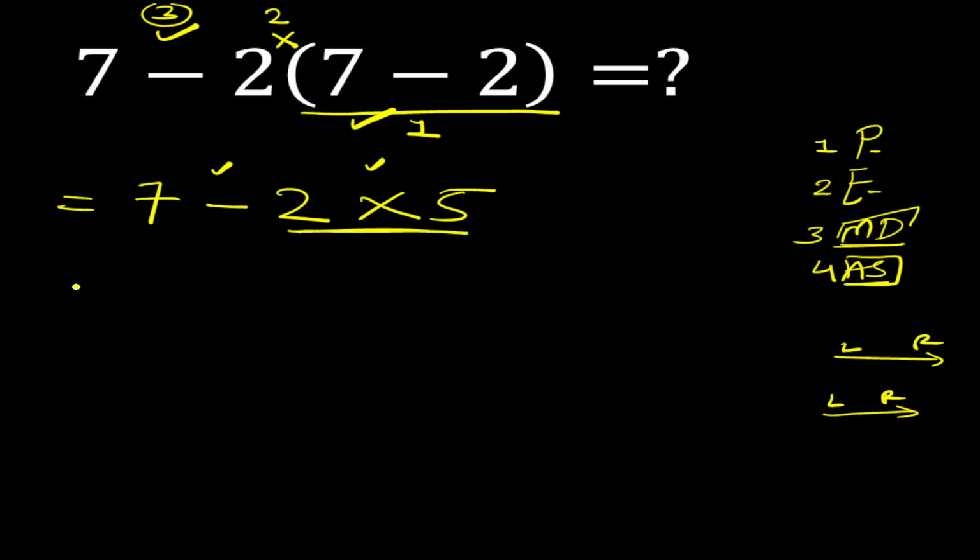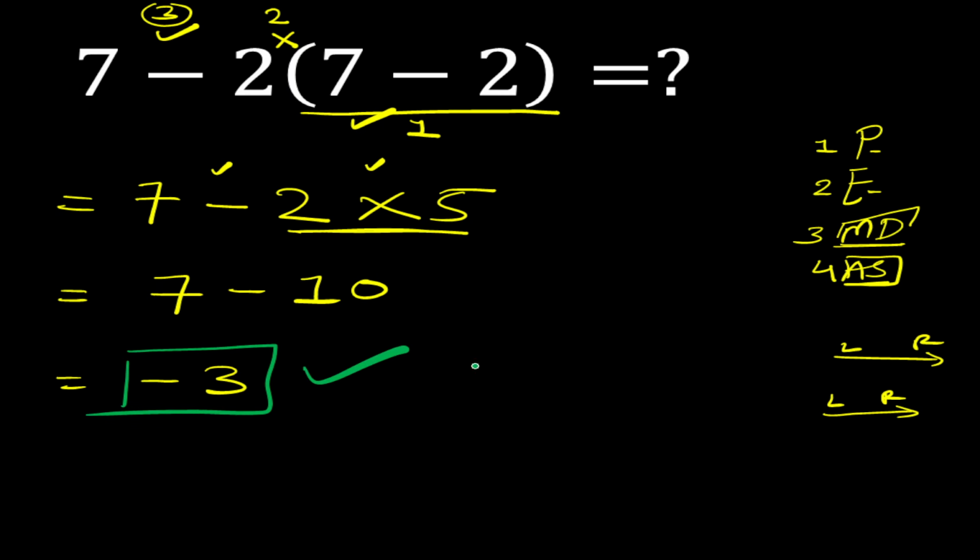So 2 multiply 5 is equal to 10. So 7 minus 10. Now 7 minus 10 is equal to minus 3. So the correct answer is minus 3, right?